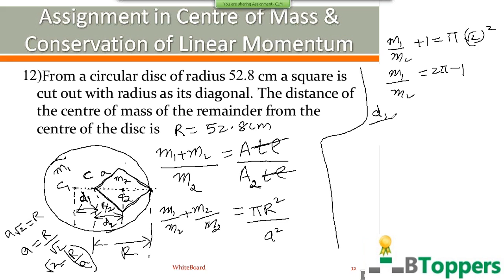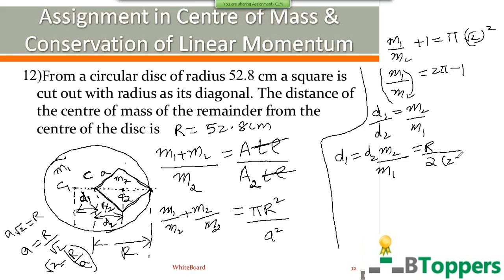The ratio of the distances D1 and D2 of the two masses M1 and M2 from the center of mass of the system is equal to the inverse ratio of their masses. So you can write D1 equal to D2 into M2 by M1. Here D2 means the distance between C2 and C, that is equal to R by 2. M1 by M2 is 2 pi minus 1, so M2 by M1 you can write as 1 by 2 pi minus 1.